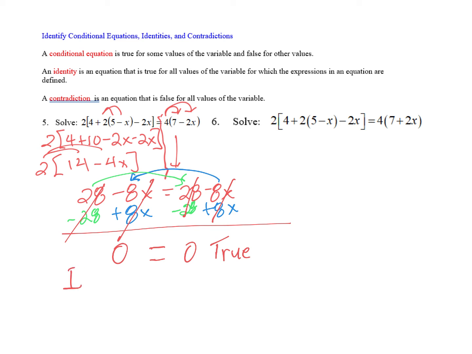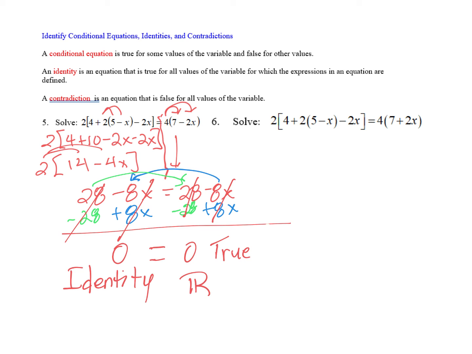That means this is an identity in which all real numbers will work. So I can plug 2 in and I'm going to get a true statement. I can plug negative 100 in and I'm going to get a true statement. Every real number is going to work in this problem.